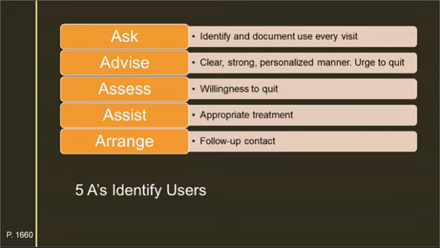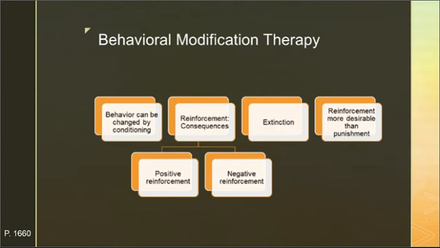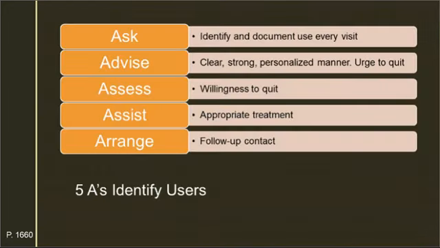5 A's, page 1960. Ask, advise, assess. Identify and document every use, every visit, in a clear, strong, personalized manner, urge to quit. You do this for tobacco. It's a big one on tobacco cessation, but it's used for everything. Family intervention: professional clinicians conduct the intervention. Family members state how the person's addiction affects them. Do not use direct confrontation solely to force treatment. You can't force treatment.